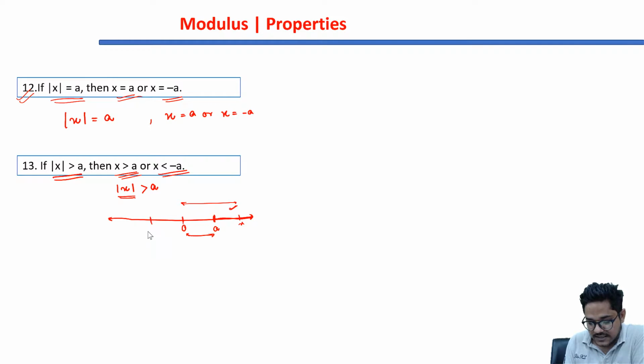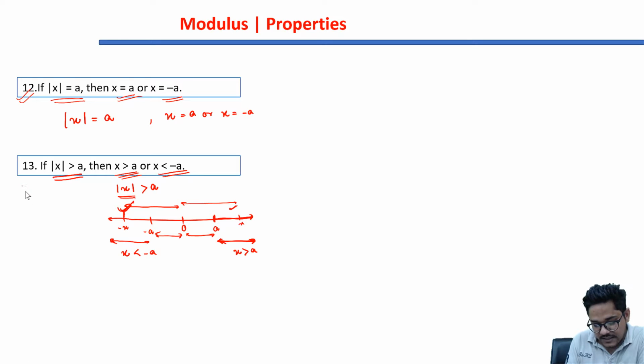Let's suppose this would be minus of a, then when x is in this region, then this distance would be greater than this distance. So the region for x is this region and this region. If this is the region, then x is less than minus a, and if this region, then x is greater than a. So this is the whole concept, that if modulus of x is greater than a, then x would be greater than a or less than minus of a.